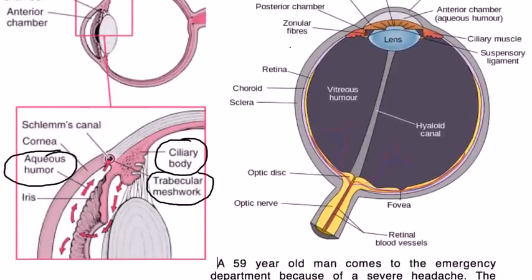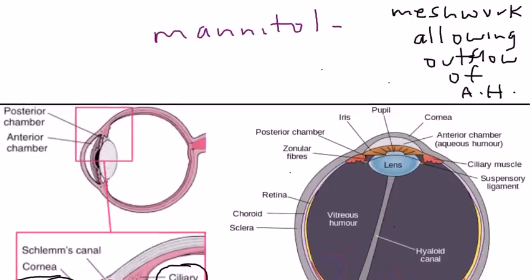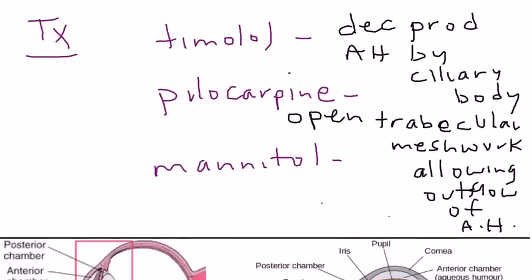And remember, that's part of the exiting of the aqueous humor. And finally, mannitol. You might even remember mannitol from other medical conditions. It's a diuretic. It's an osmotic diuretic. So why are we using that?